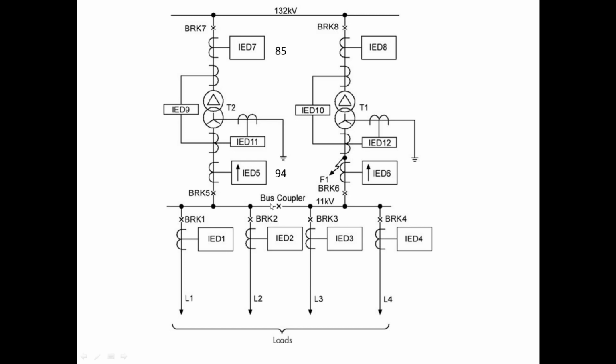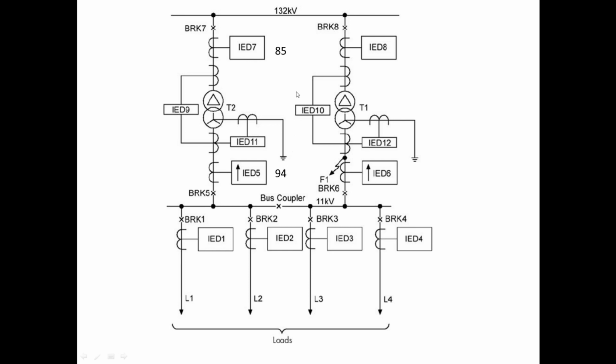Now we will see how this intertrip send and receive relay works. Then you will get a clear idea. As I already told, the upstream is 132 kV and the downstream is 11 kV. For example, the fault happens here at breaker 5, in this downstream area, a short circuit somewhere here. Immediately this IED5 will sense the fault and trip breaker 5. Then that fault signal will be sent by this 94 intertrip send relay.